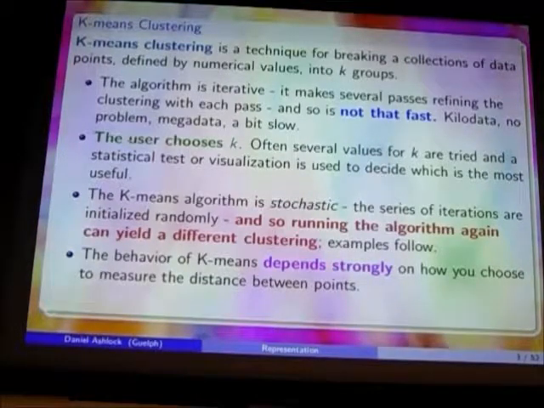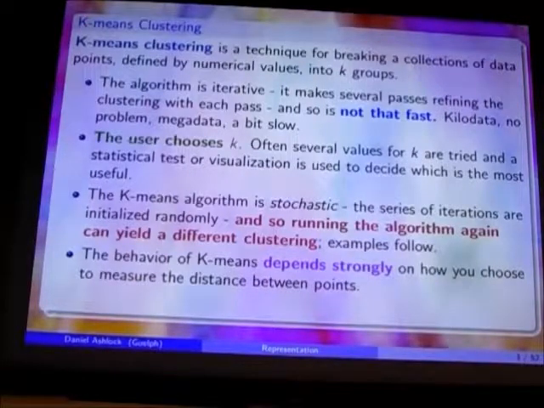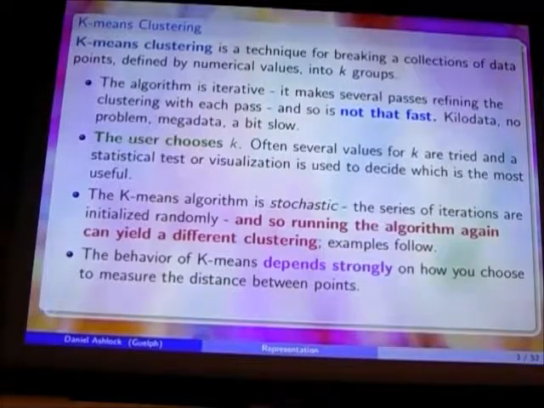The algorithm is also stochastic. The series of iterations are initialized randomly in a sense, and so running the algorithm again can yield different clusterings. Again, examples follow. And the behavior of K-means depends strongly on how you choose to measure the distance between points.